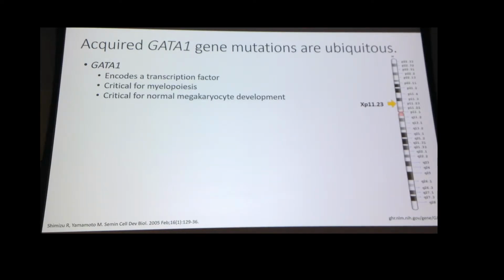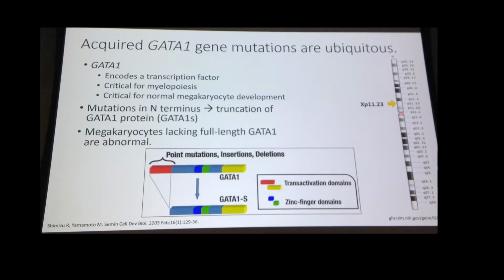It's really critical for normal megakaryocyte development, and when it's not present, the megakaryocytes are, in experimental studies, abnormal, and they tend to proliferate out of control. In leukemia and Down syndrome, there are a whole bunch of different mutations that can happen in the GATA1 gene, but they tend to cluster around the N-terminus, and they all seem to cause truncation of the GATA1 protein, such that we get the formation of this truncated protein.